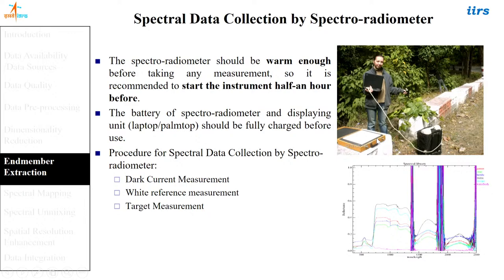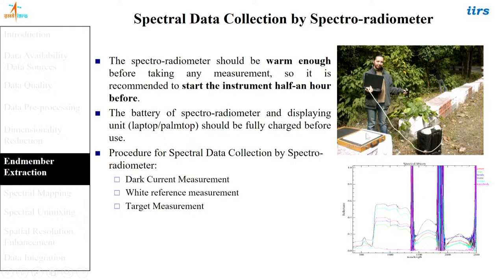So how does the spectroradiometer collect the data? First, the instrument should be warm enough before taking any measurement, and normally the instrument should be charged before going to the field. In this case you can see there is a laptop connected with this spectroradiometer, and she is holding a pistol. This is called fiber optics, which is connected with this spectroradiometer.